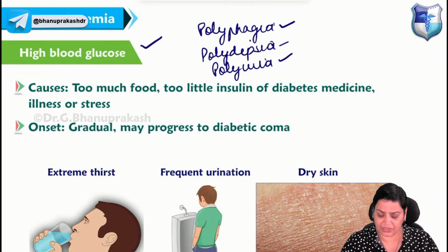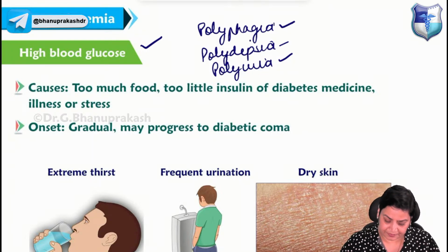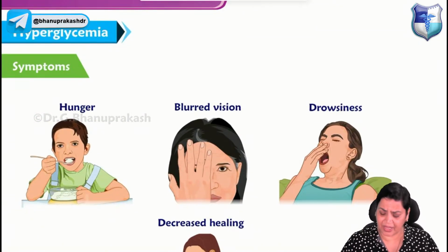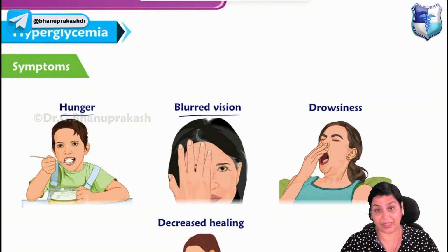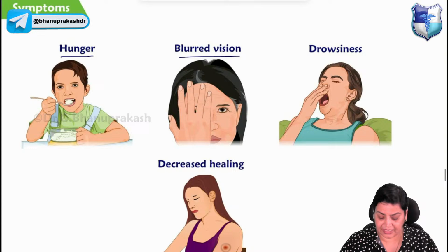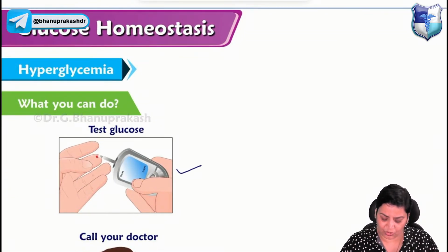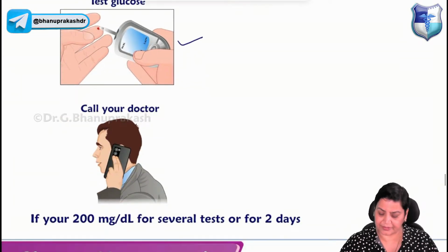Too much food, too little insulin, illness or stress. These are the symptoms of high blood glucose. So we can say hunger will be there, all the time the person will be drowsy, a lethargic kind of feeling will appear. He will have blurred vision, because I discussed once that diabetic retinopathy is very important, and decreased healing. In case there is a wound anywhere, it will require a longer time to heal. Then what we have to do is simply test glucose and call the doctor.